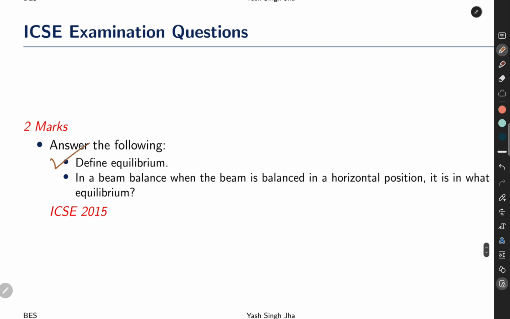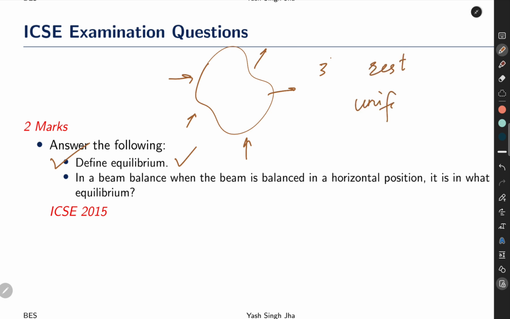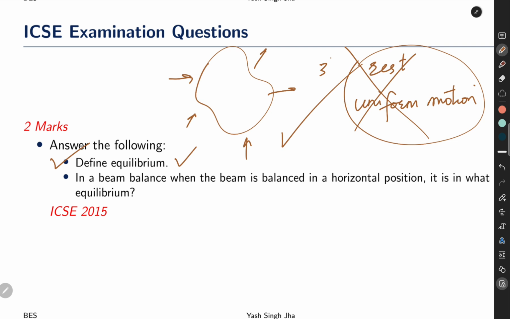Define equilibrium. Equilibrium is the state in which a number of forces are acting on the body, yet no change is produced in the state of rest or of uniform motion. Then the body is said to be in equilibrium. I repeat, when a number of forces are acting on the body, yet no change in the state of rest or of uniform motion, then it is called equilibrium.